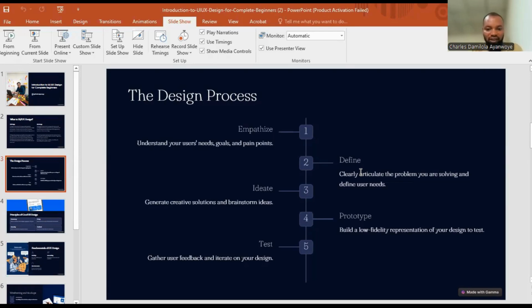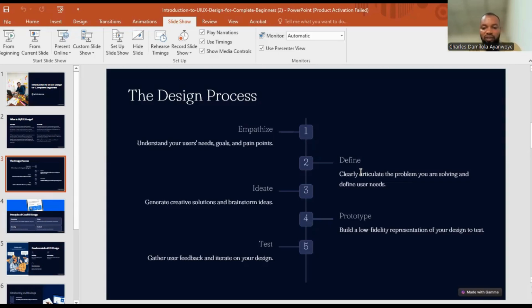You begin to have more clarity as far as what you want to do is concerned, as far as what your solution is going to be is concerned. Then after this, we prototype. I won't be going in depth into what prototype and test means, but you will get it. Don't fret, you get it. Because prototype is more of the technical part of UI UX design.